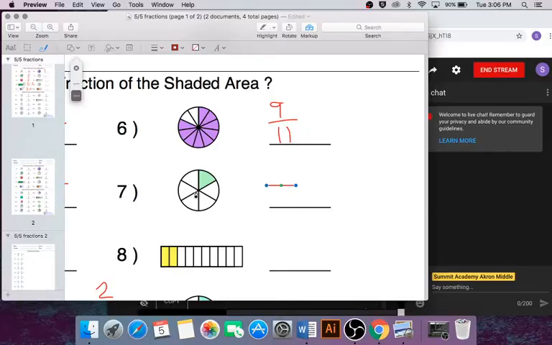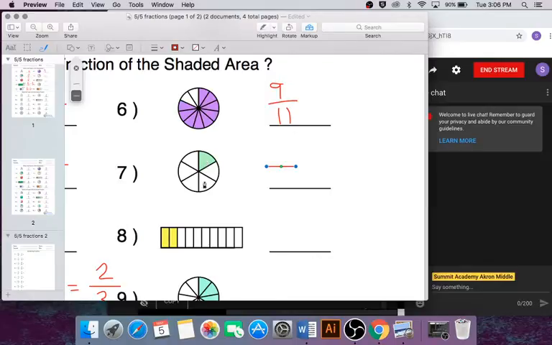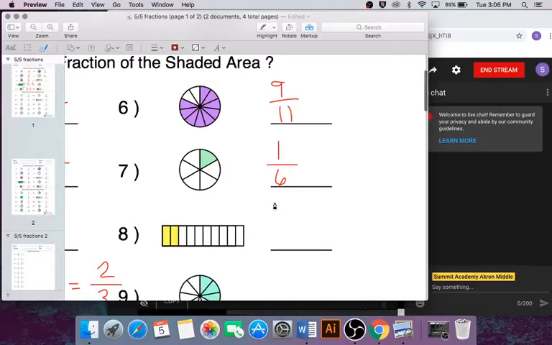For number 7, we have 1, 2, 3, 4, 5, 6 pieces in our whole. And we have 1 piece shaded in green. That's the numerator, so our fraction is 1 over 6, or 1/6.